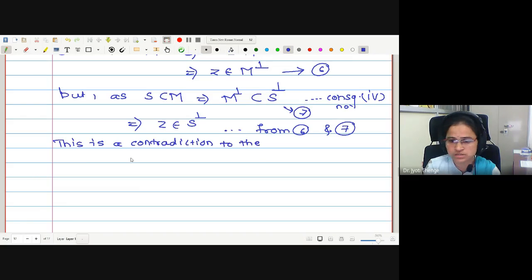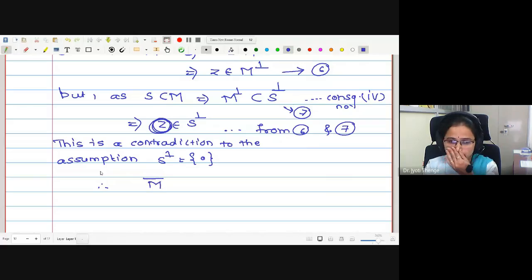Contradiction to the assumption. What is the assumption we have made? Contradiction to the assumption S perp is equal to singleton 0. There is only the 0 vector in S perp, but we have found a non-zero vector Z in S perp, which is the contradiction. The contradiction arises due to the wrong assumption that M bar is a proper subspace of H. Hence, I can write M bar is equal to H.